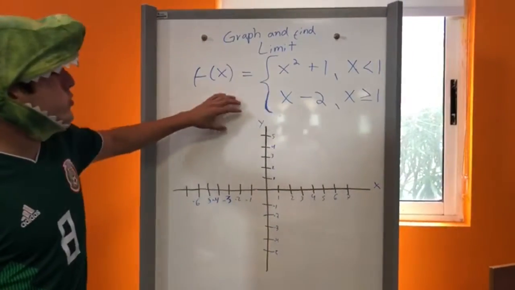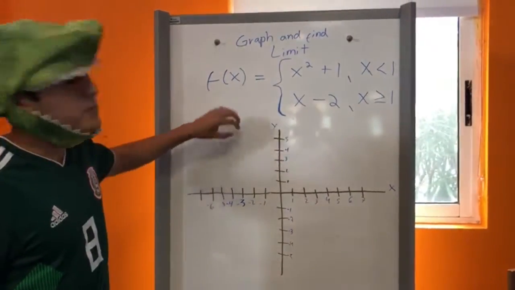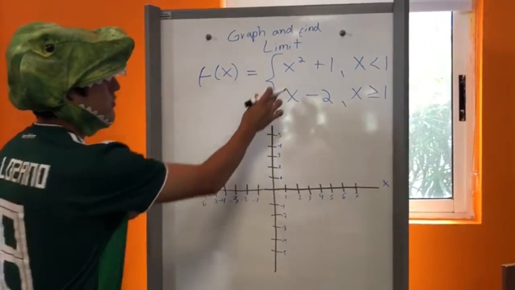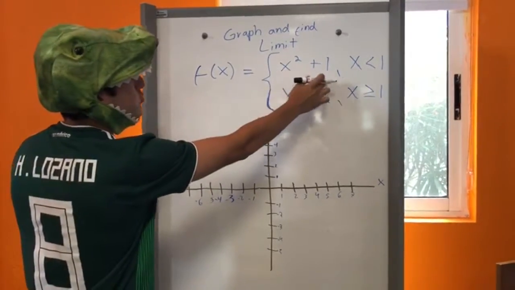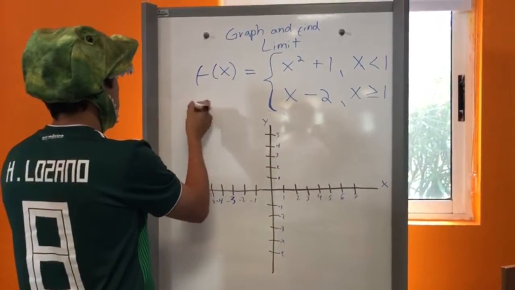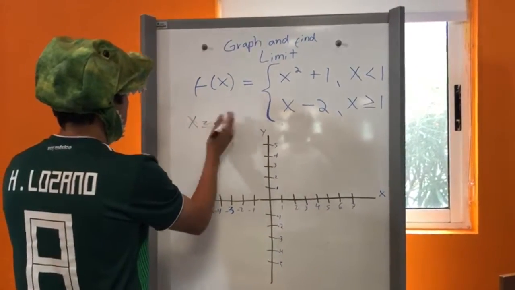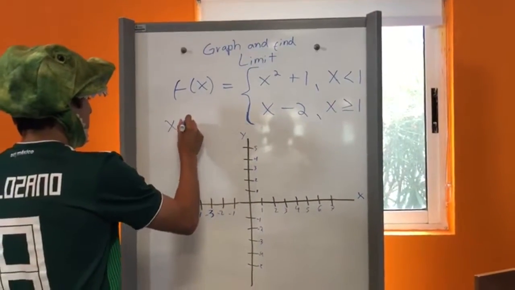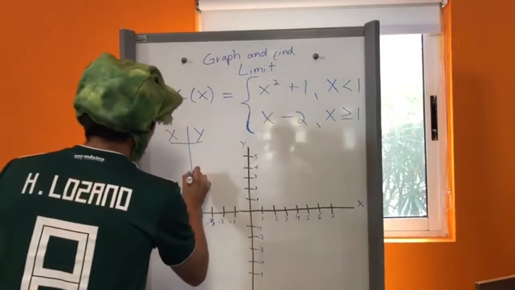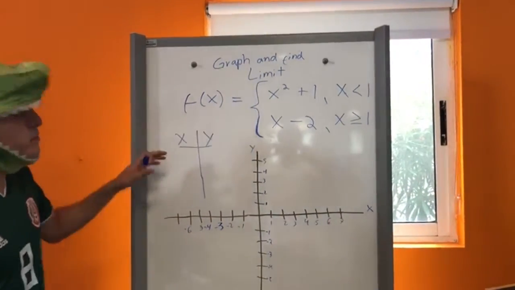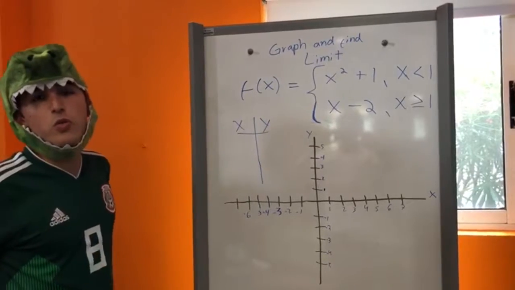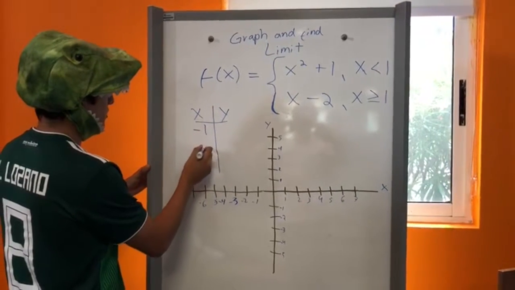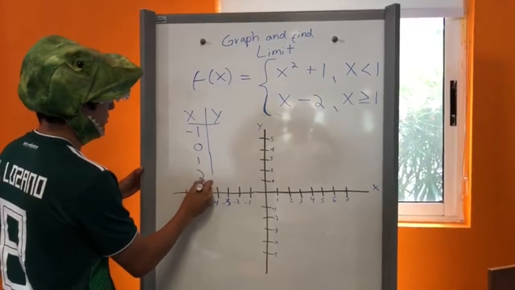We are first going to graph these two equations by doing an XY table and setting dots on the graph. For the first one, we have x squared plus 1. So, we're gonna plot a couple of points to see where the equation is going. Negative 1, 0, 1, and 2.